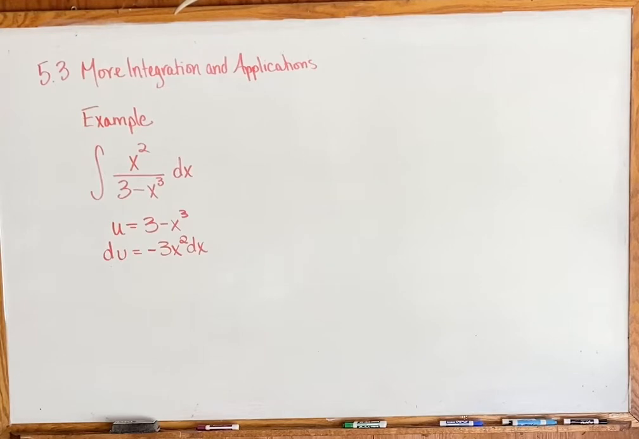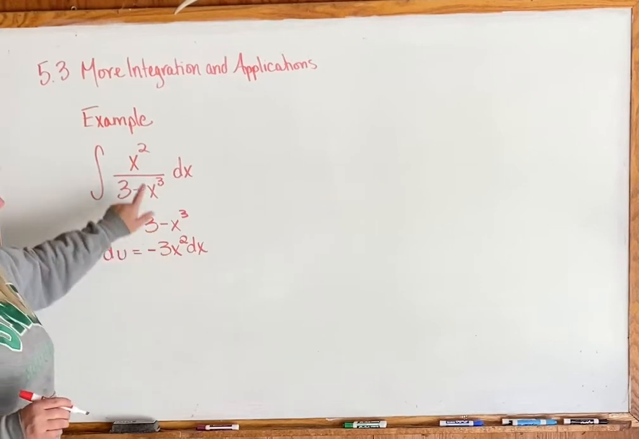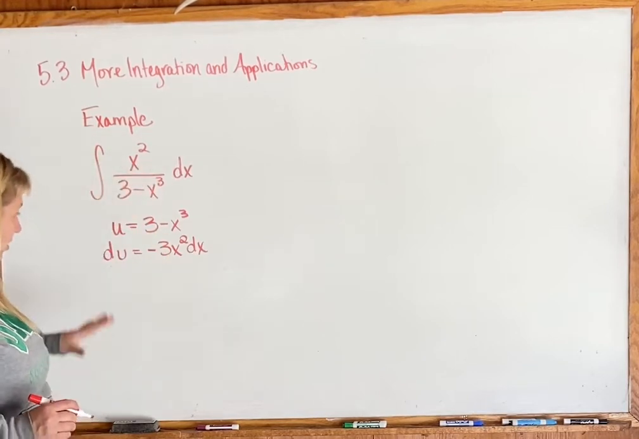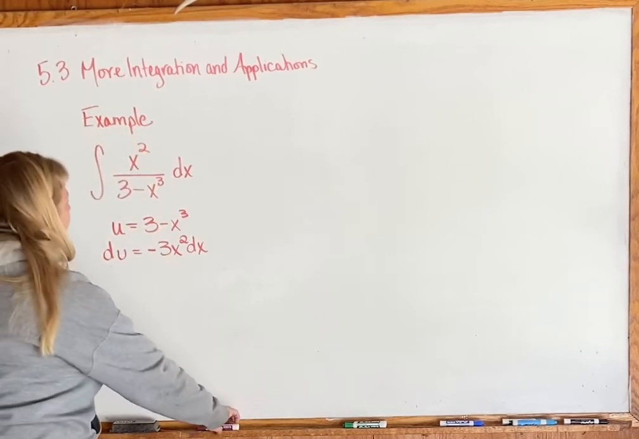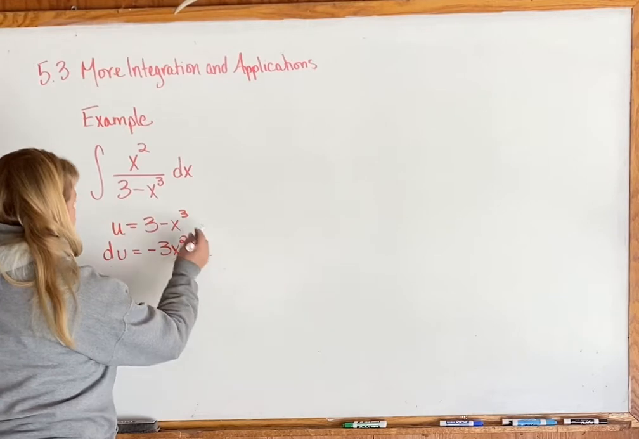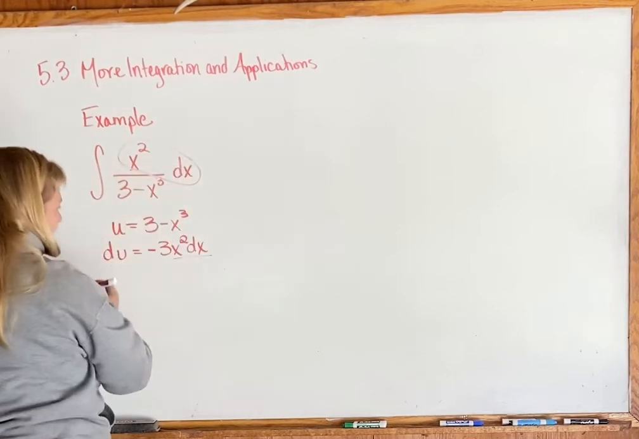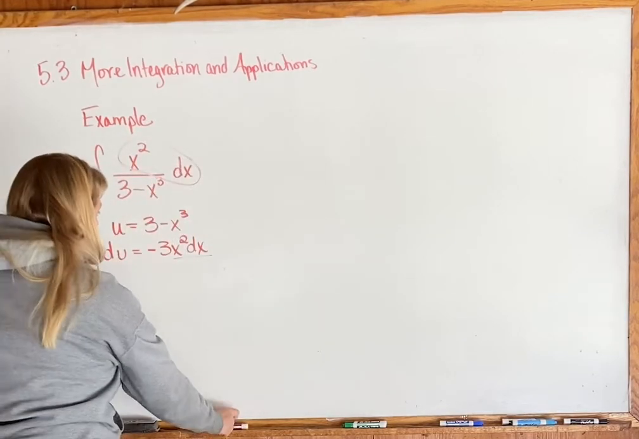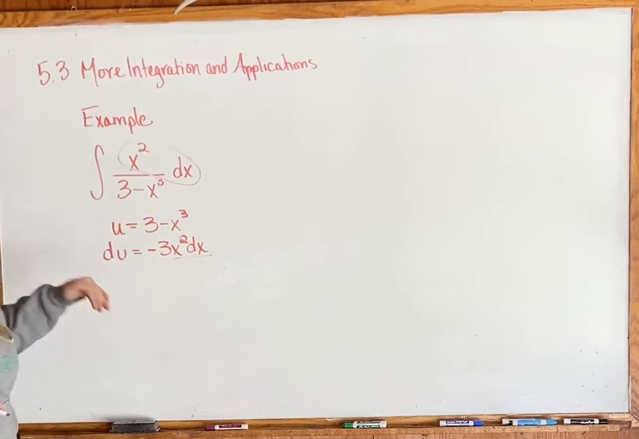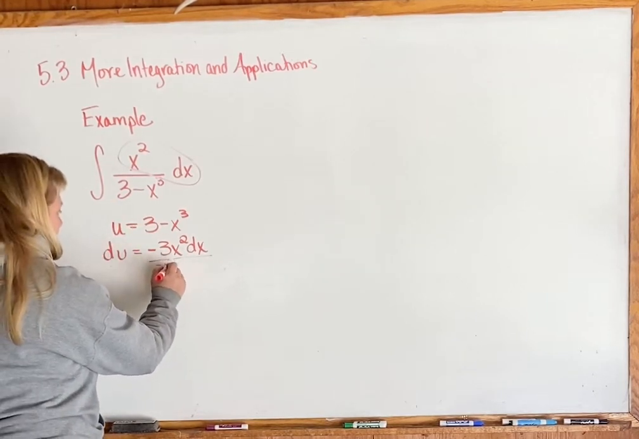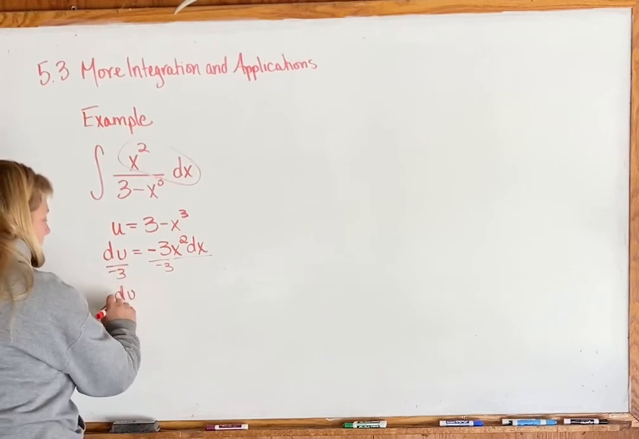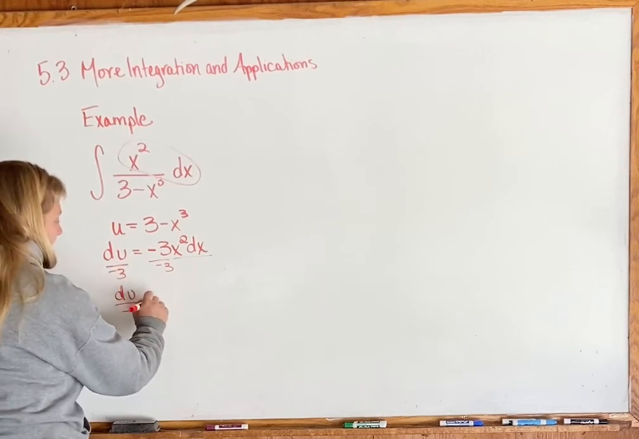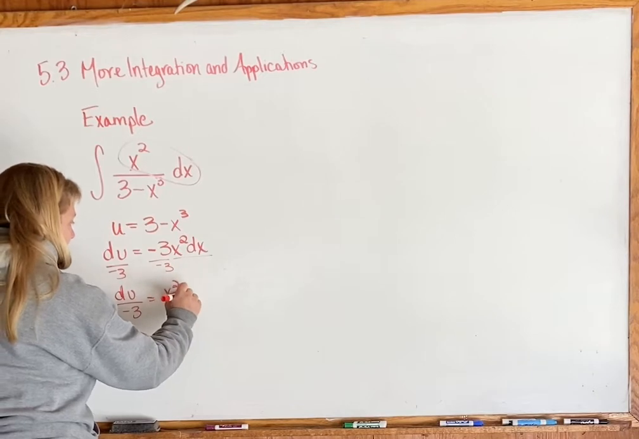Right? Now remember, we're supposed to look up at the problem and see what we have there. And when we look at the problem, I see that we've got the x squared dx. Everybody see that? But we don't want the minus 3. So we're going to divide out that minus 3. So we end up with du over negative 3 equals x squared dx.